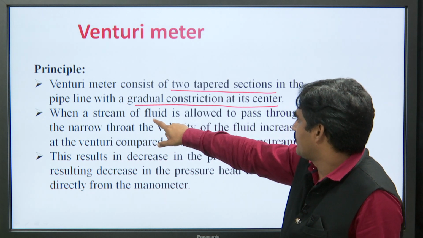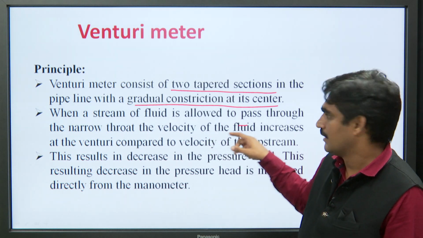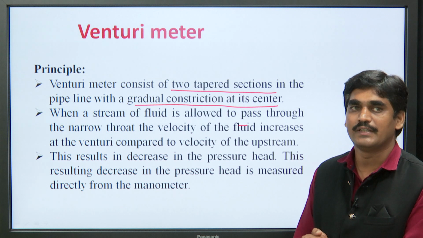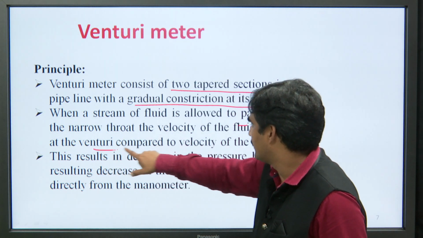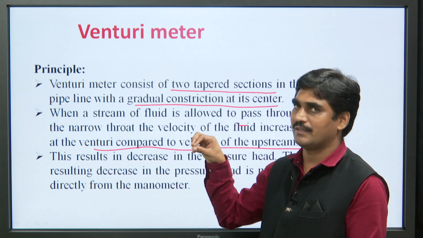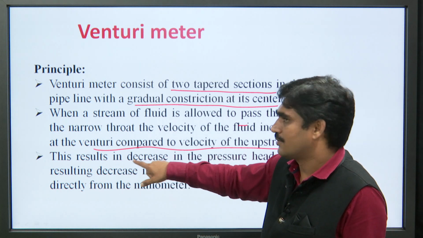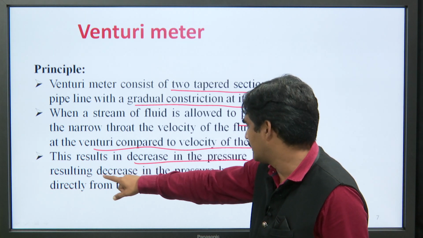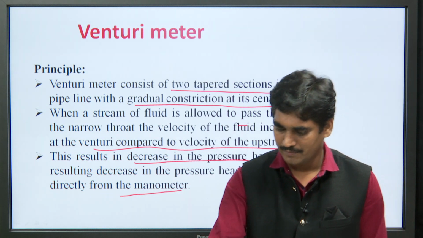So, when a stream of fluid is allowed to pass through this narrow throat, the velocity of the fluid increases at the Venturi compared to the velocity upstream, similar to the case of the orifice meter. This also results in a decrease in pressure head, and the resulting decrease in the pressure head is measured directly by the use of a manometer.